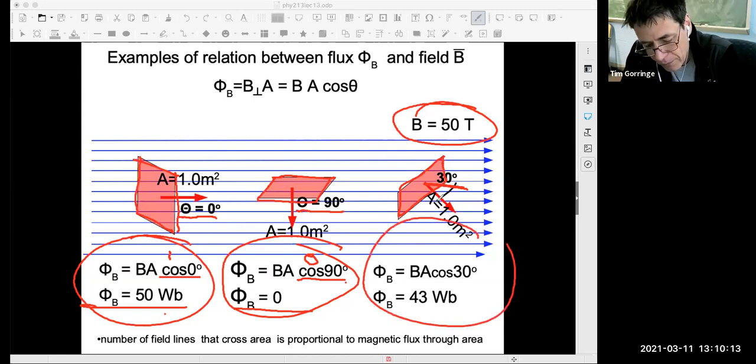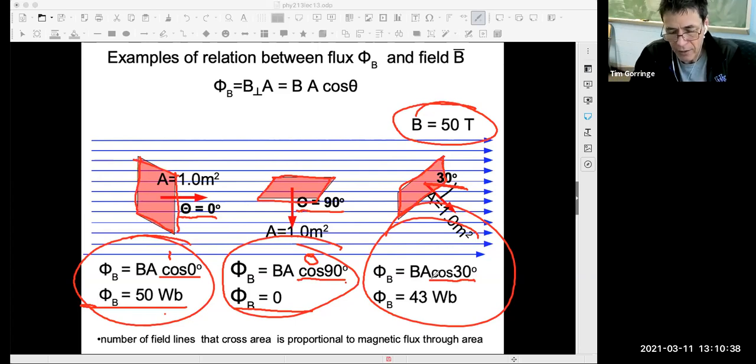And then finally over here on the right, this is where we had a surface that was orientated somewhere between being parallel and perpendicular to the field lines. Again, the same equation for the flux, phi, is the strength of the field times the area of the surface times the cosine of the angle between the vector A representing the surface and the vector B representing the field. The cosine of 30 degrees, if I remember that right, that's this famous one, it's square root of 3 over 2. And that flux comes out to be 43 Webers.